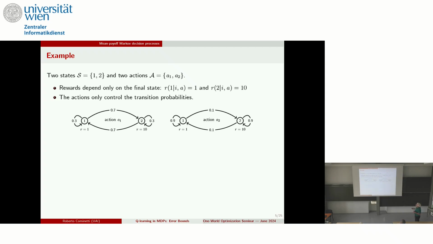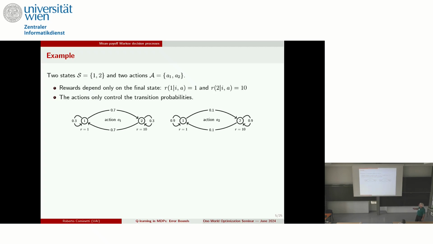I will assume that the rewards only depend on the final state. So if you're at state 1, you get a reward of 1. That's the final state. So if you jump to 1, you immediately receive €1. If you jump to 2, you immediately receive 10 euros. So of course, I would prefer to be in state 2.